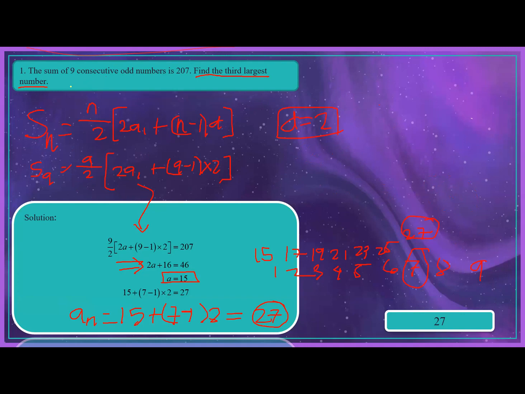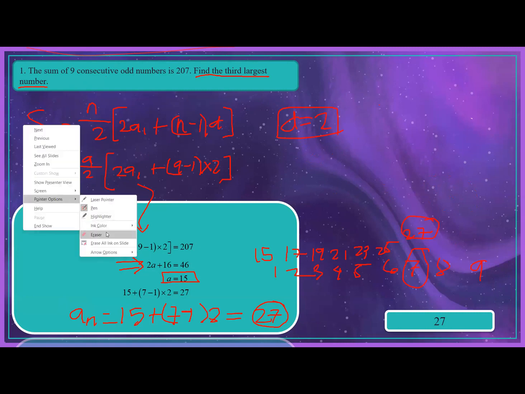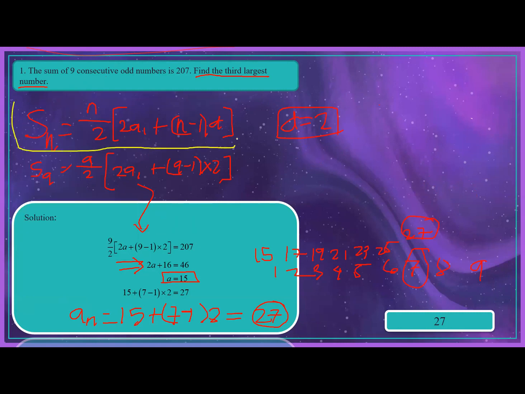So from 1 to 8, for number 1, the sum of 9 consecutive odd numbers, you'll just use this formula for the sum. Here you have n to be 9 since there are 9 consecutive numbers, and the difference of odd numbers is 2. So you just substitute everything. Now you solve for a equals 15. That's your first term. Now you need to find the third largest number of these 9 consecutive odd numbers.